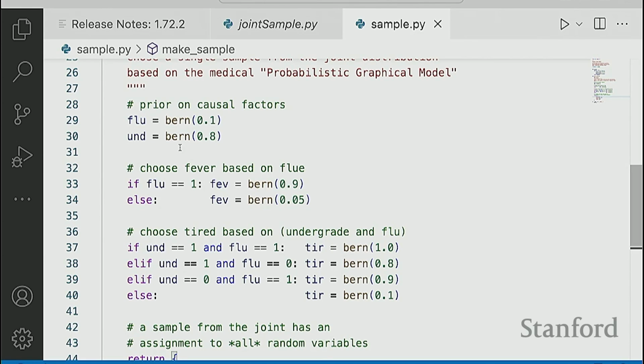No, this is like making a fake person. And some fake people will have fevers and some fake people won't. So this is not inference. You've got no information about a person.